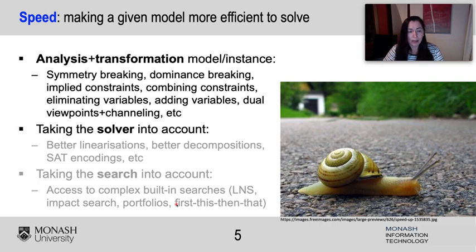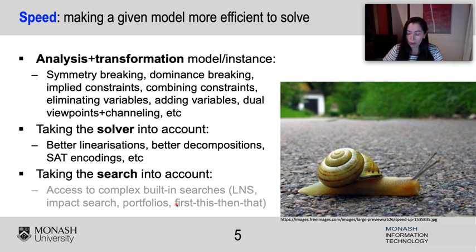Another way, very common, is taking the solver into account. So in this case, if you're talking about a MIP solver, then better linearizations. Or if you're talking about any solver, better decompositions if they don't have a global constraint, or SAT encodings, or many different ways. And finally, so analysis, transformation, solver, taking the search into account.